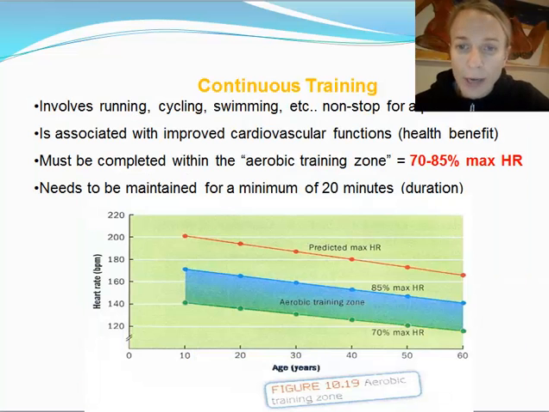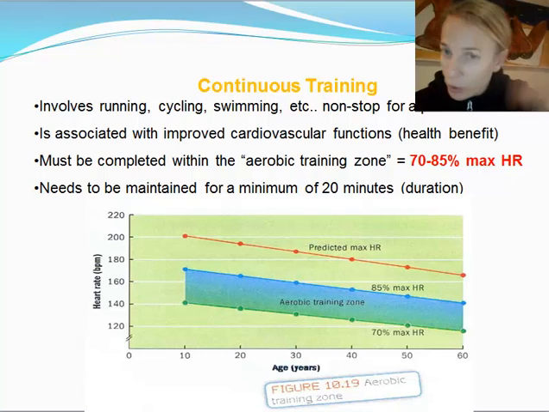All right, continuous training. We're going to do continuous training when we go to Listerfield Lake. So that's just run, and we keep running. Or it can be swimming or cycling. Doesn't matter what the mode or type of activity is. It's that it's continuous in nature. And this targets the aerobic system.